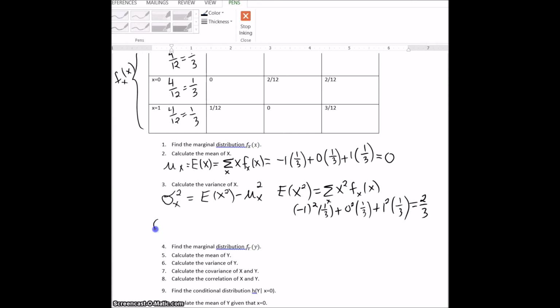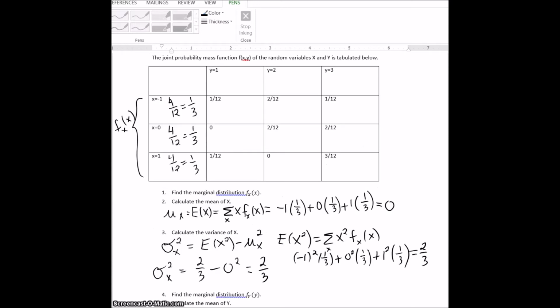Now for my variance, sigma squared of x, I take my 2/3 and subtract off my mean of x squared, but my mean of x is 0. So my variance is in fact 2/3. There's my variance of x.